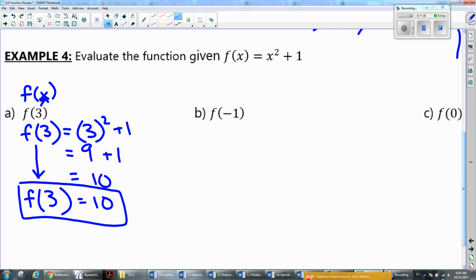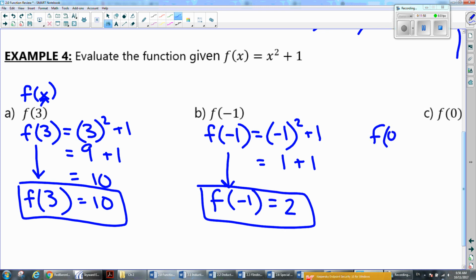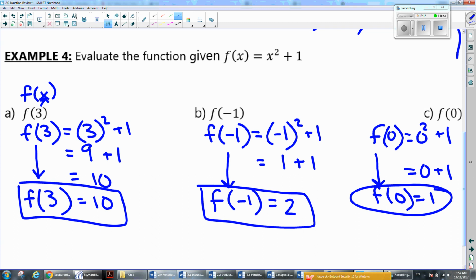When we have f of negative 1, plug in negative 1, and for each x you see, that's negative 1 squared plus 1. So just drop this down. Nothing on the left-hand side here changes. Negative 1 squared is really a positive 1. This is 2. So we have f of negative 1 equals 2. F of 0, plug in 0 for each x you see. Drop this down. This will give us 0 plus 1, so just 1. So if you have f of 0, there's 1.